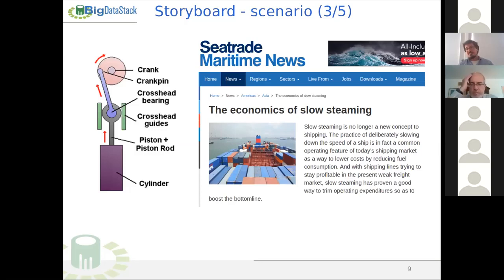On the right-hand side, you can see an article from Sea Trade Maritime News explaining the economics of slow steaming. This is more or less a statement saying that slow steaming happens, and will continue to happen. Still, main engines are not designed to work at such slow speeds, and this is a case that we wish to address accordingly.